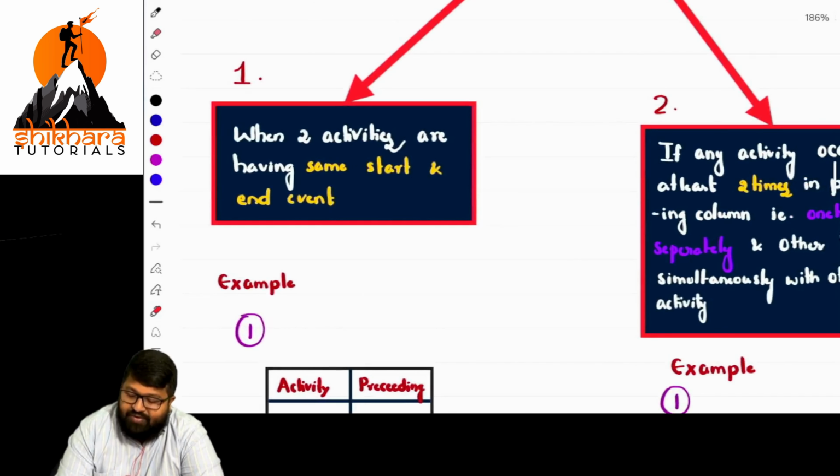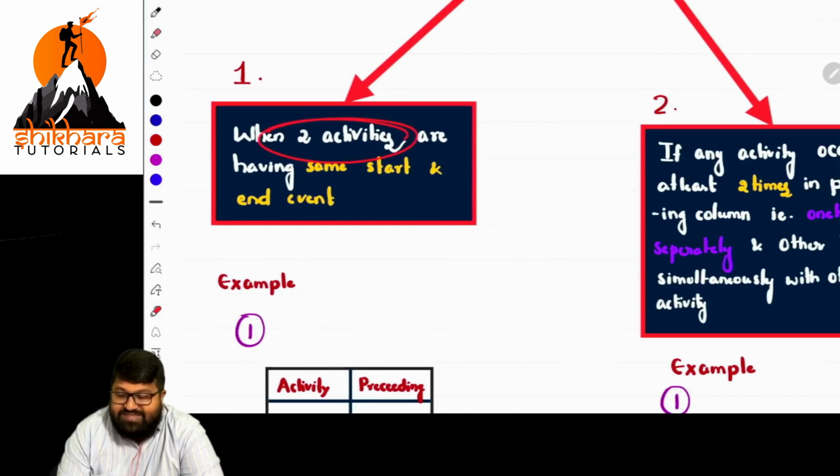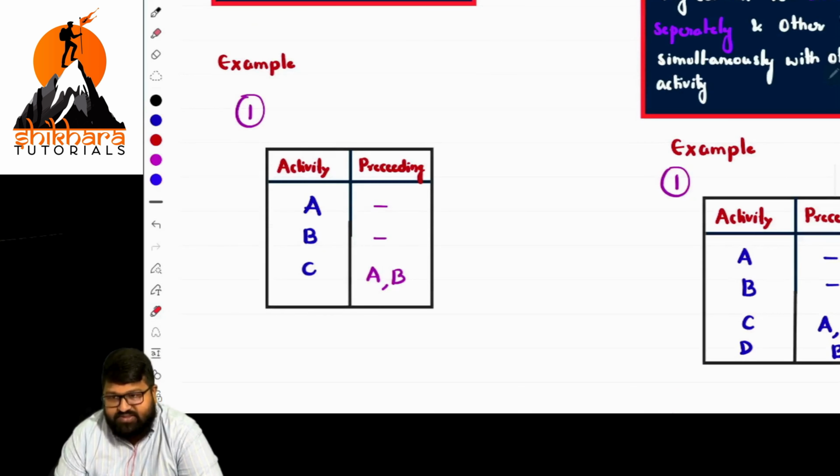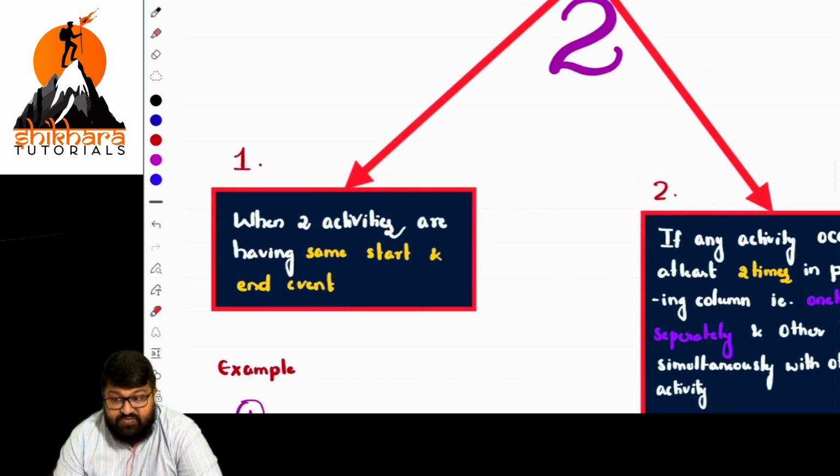Sir, when two activities are having the same start event and end event, so this case is clear now. If this case is clear, you are very effective. This is the first case where you are using dummies. Sir, for dummies also there are rules. We should not violate those rules, basically.